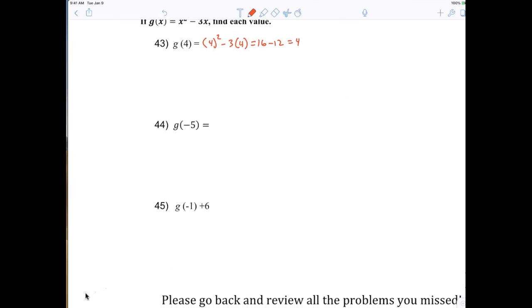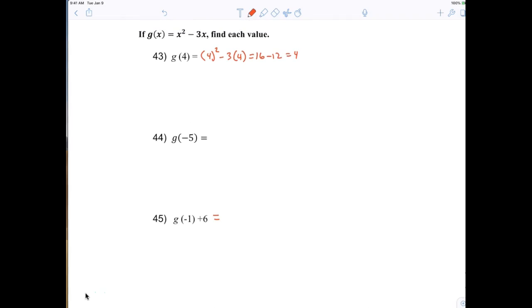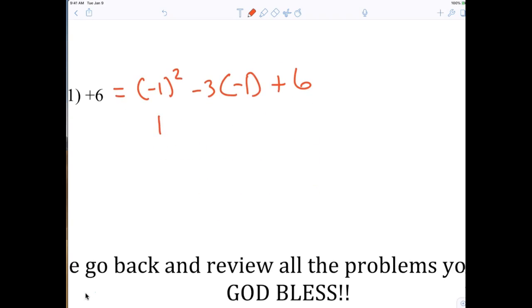Okay, let's look at 45. g of negative 1 plus 6 equals. Now remember, parentheses, and then what? Plus 6. 1 plus 3 plus 6. Final answer I have is 10. Anybody else have any questions or concerns about that? Any questions or concerns? Yes, ma'am.